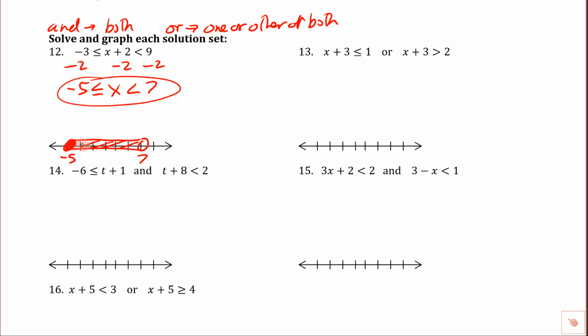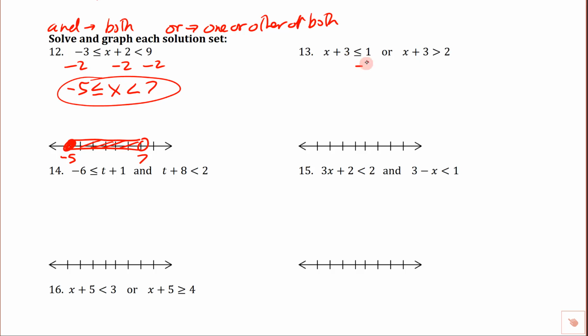Next one, the word is or. So when we were looking at this one right here, literally what this means is the x's, the answers are greater than or equal to negative 5 and at the same time less than 7. On this one, we've got to solve the 2 of them, and if either one of them is true, in other words, if either type of shading is there, that's going to be part of the answer.